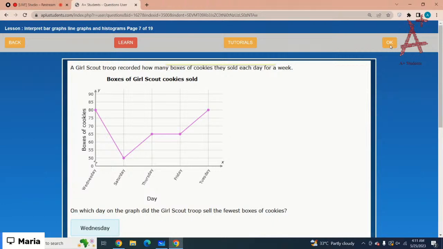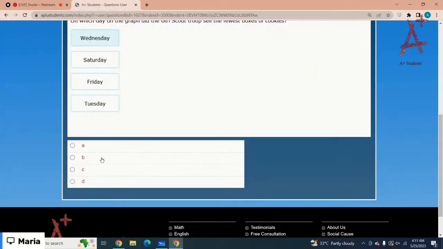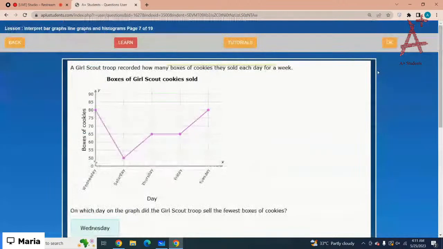On which day on the graph did the Girl Scout troop sell the fewest boxes of cookies? So the fewest point is this one, and that would be Saturday. Option B is the correct one.